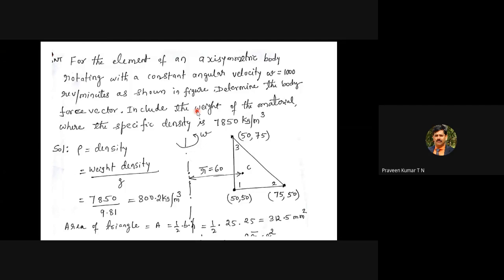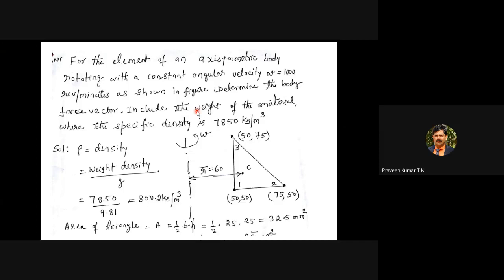Then there is one more problem here. It comes under dynamic loading. It is an axisymmetric element, so there are two forces: one is body force, one more is traction force. The unit of the traction force is Newton per centimeter square, millimeter square or meter square. The unit of body force is Newton per meter cube, because body force acts throughout the volume, like centrifugal force, centripetal force, or force due to gravity, etc.